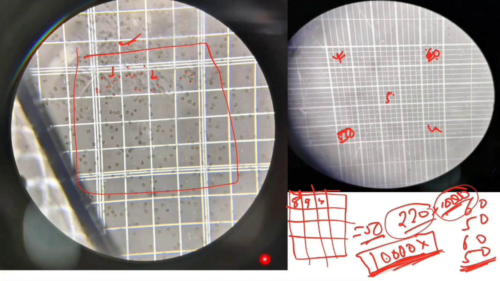Suppose now your cell count is 220, and if you count one extra cell, it will be 221, and if you multiply by 10,000, the final number will reflect like 10,000 extra cells. And if you count one less cell, then your count will be 10,000 cells less, because we are going to multiply it by 10,000. So why we are going to multiply it by 10,000, that we'll discuss.